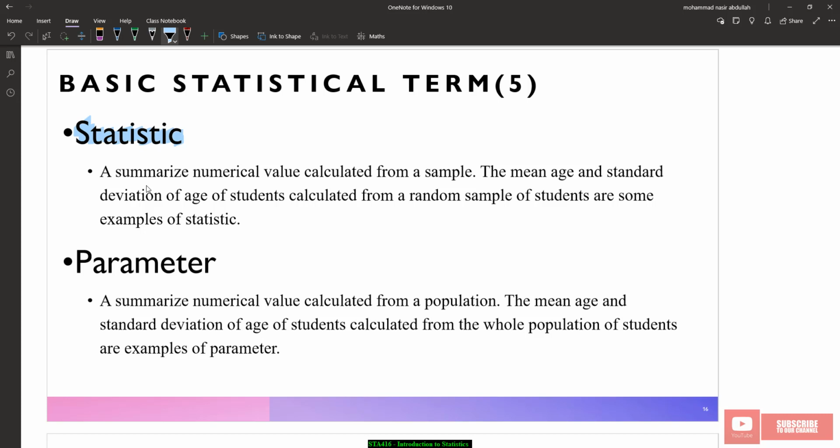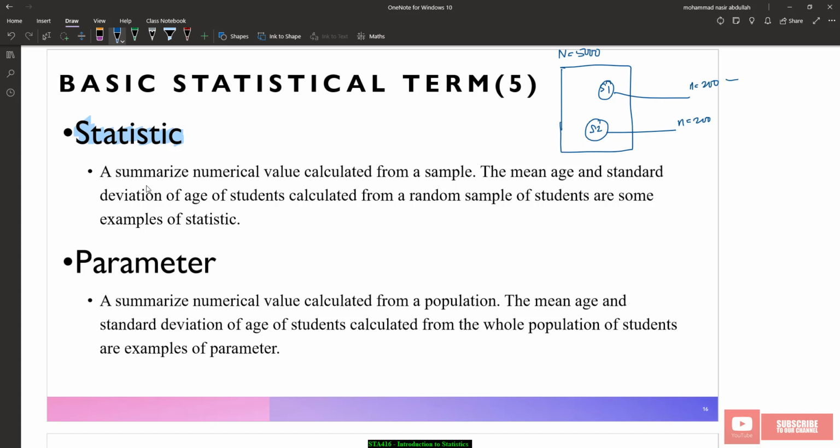Statistic is a numerical summary calculated from a sample. For example, let's say we collect data from the population here: the number of students in UiTM Tapah is 5,000. We select a sample, let's say we select two samples. In each sample we have n equal to 200. This is sample number 1, and sample number 2.